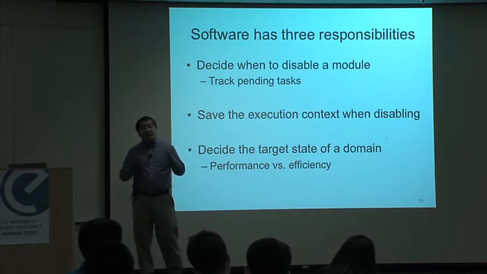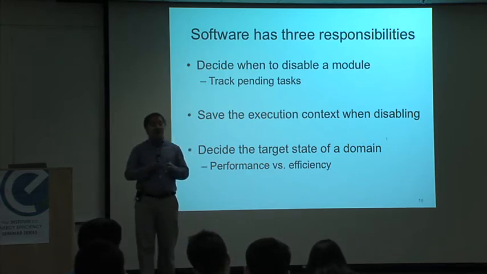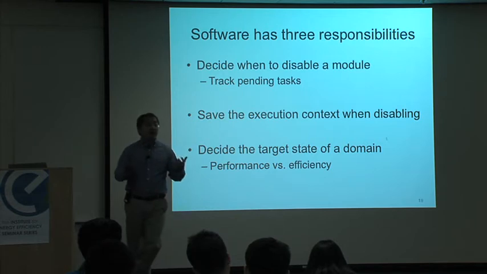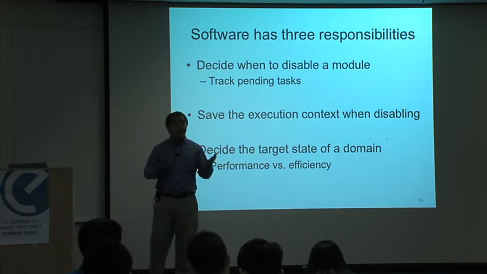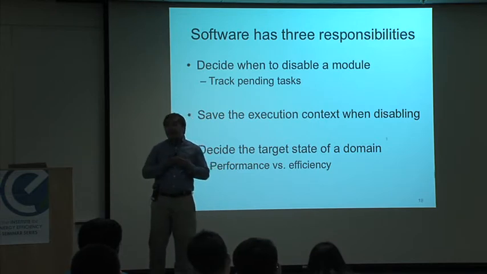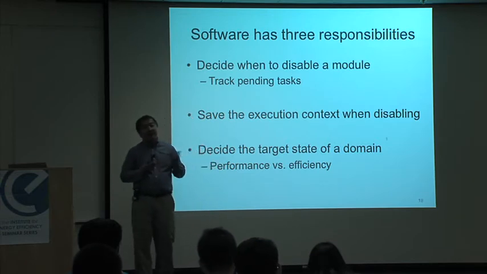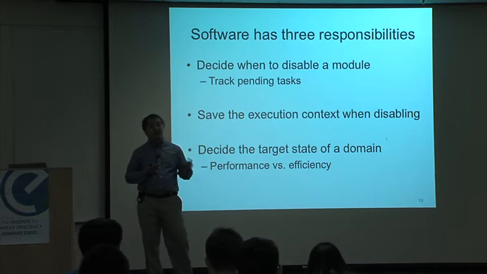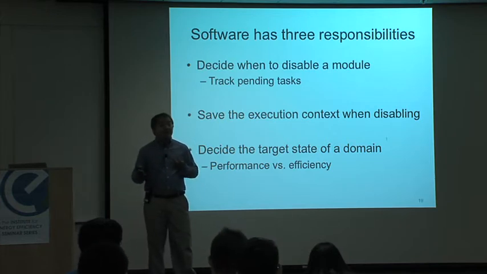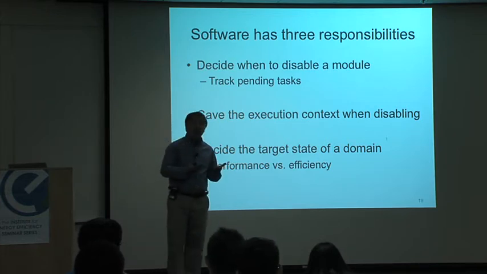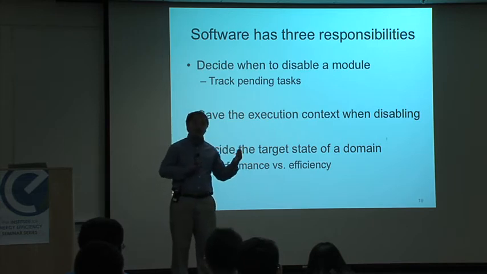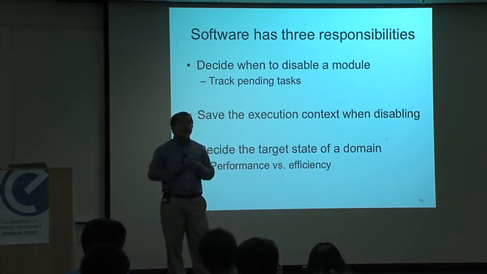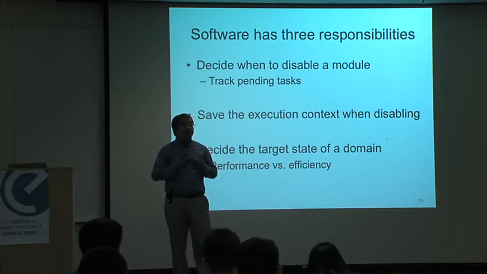Number 1 is to decide when to disable a module. For this, you have to know whether this module is doing something useful. Does it have a pending task? You better keep it on if there's a pending task, right? And number 2, you have to save the execution context of the module before you disable it, right? Because when you disable it, hardware will think, okay, it's useless, you have saved it, I can do whatever I want with the module. Therefore, you have to save, for example, the register content into a safe place before you hand over the hardware to say you can now turn it off.